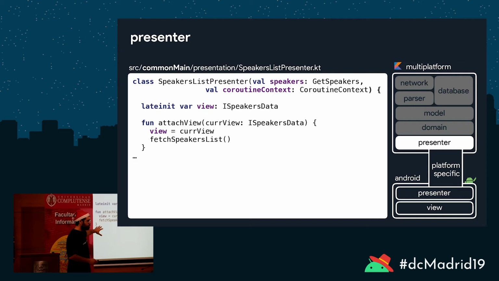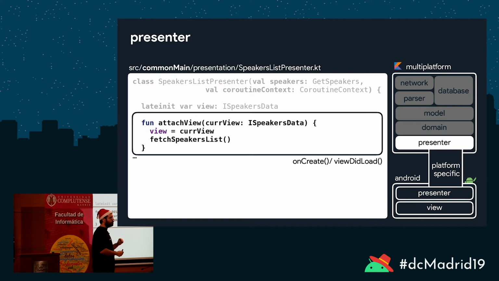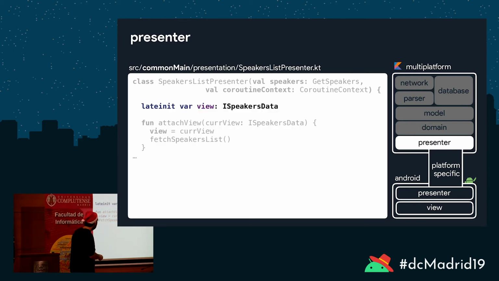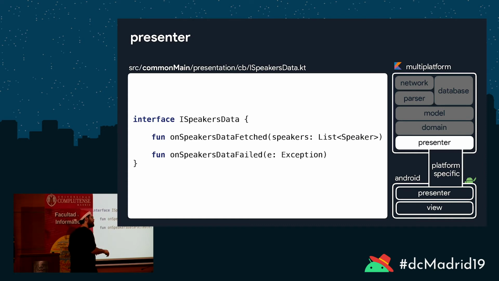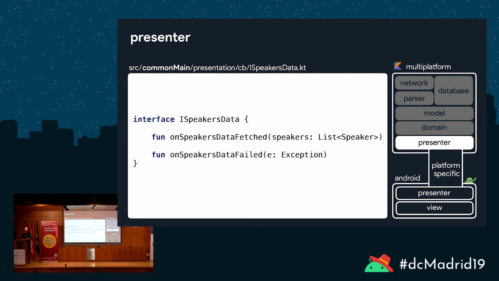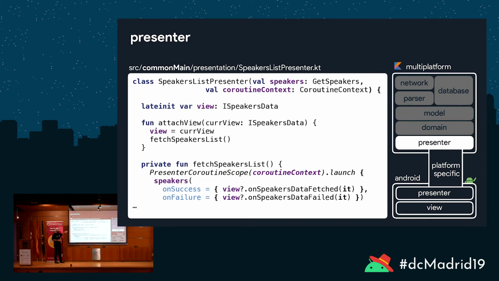So let's see the presenter. Okay, this is particularly important because this is what's going to be called from your UI. So we're going to create a speaker list presenter on your UI, and we're going to call attachView. And if you see here, attachView receives an interface that's defined once again in your common model. This interface is quite simple. It has two functions, one called onSpeakersDataFetched, when the data is available and you receive the list of speakers, and onSpeakersDataFailed, when it wasn't possible to download the list of speakers. Quite easy. And this interface is going to be called on the UI.